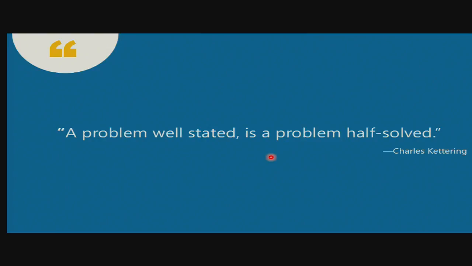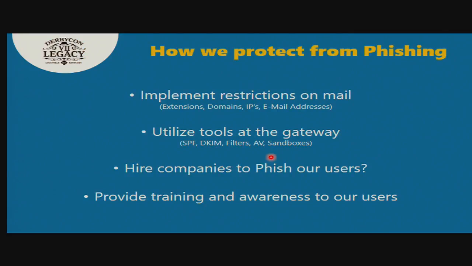So when we think about phishing, what do we all do? We buy appliances, we put them at our gateways, we block certain extensions that we don't let come through. We put on SPF records, DKIM, we do antivirus, we do sandboxing. We hire phishing companies to phish our people, fool our people into clicking things, and then we give them training after the fact. And then we do our annual, hey, don't click on stuff.